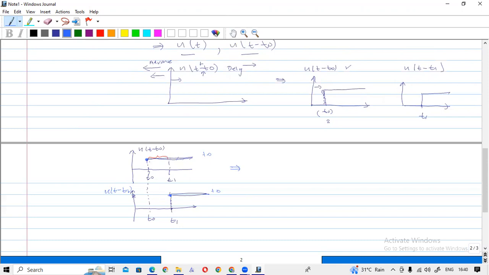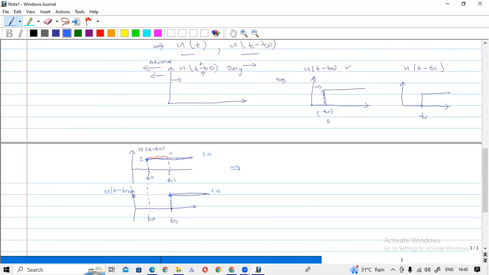For example, here maybe you have 2, 3, 4, 5, 6, 7 like this. Let's say that t naught is 2 and t1 is 4 or something. So you have 2, 3, 4, and 4, 5, 6, 7, 8, 9 like this. Here also, starting from 4, 5, 6 you have values. Now you need to reduce this. You need to get rid of these 4, 5, 6 values and keep from 2 to 4.